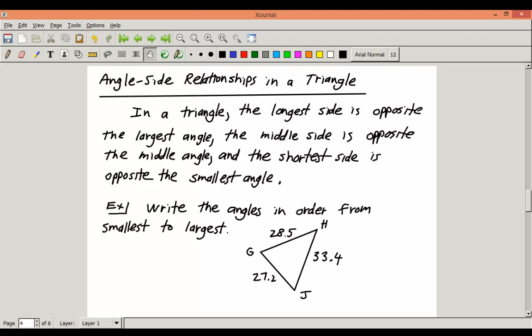In a triangle, the longest side is always across from the largest angle. The middle side in length is always opposite the middle angle in degrees. And the shortest side of a triangle is always across from, or opposite, the smallest angle.